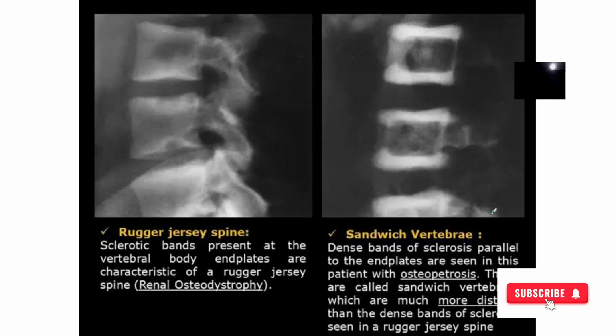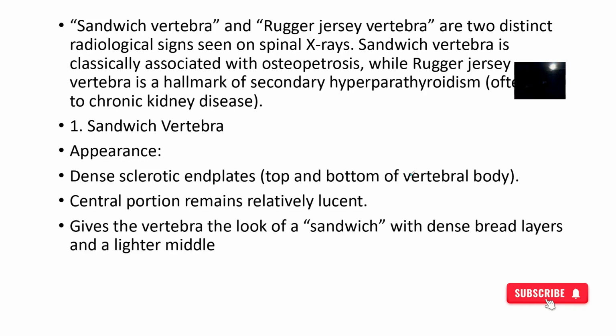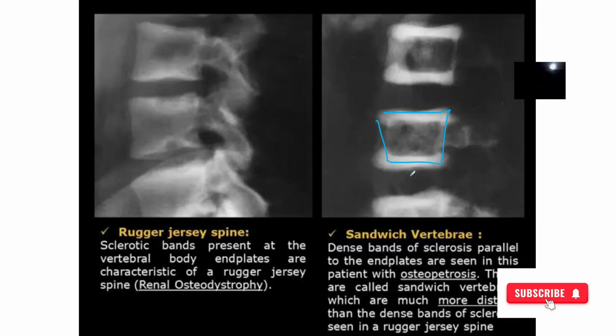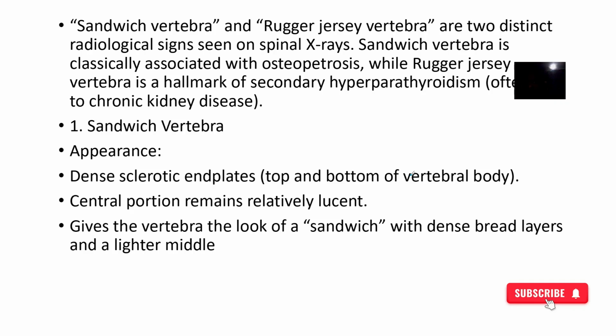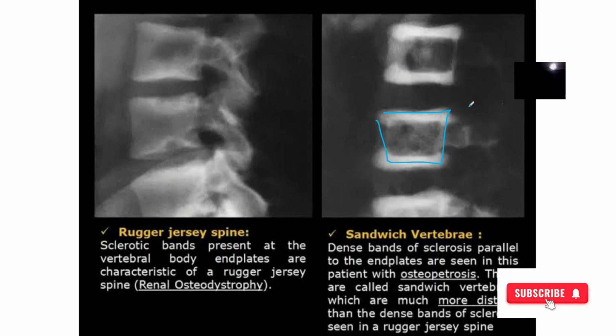So let's look at the two of them. First is the Rugger Jersey spine or vertebrae. This other one is a sandwich vertebrae. In the sandwich vertebrae, you can see how the vertebrae is becoming square, and the top and the bottom are very thick. You understand? While the middle is having fewer minerals. These two are signs you see on x-rays, and they actually mean different things.